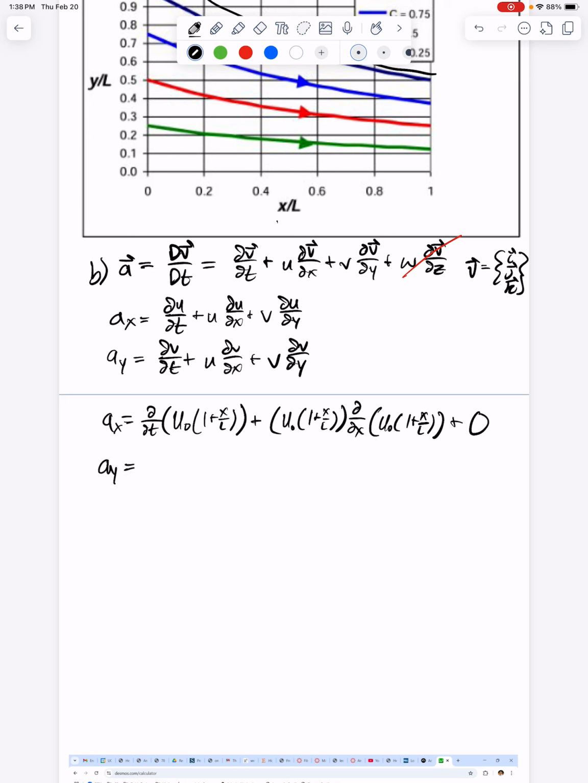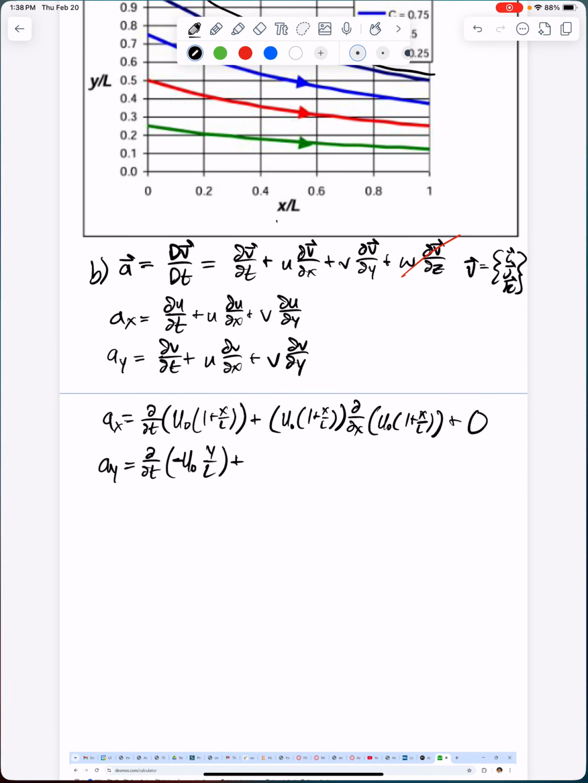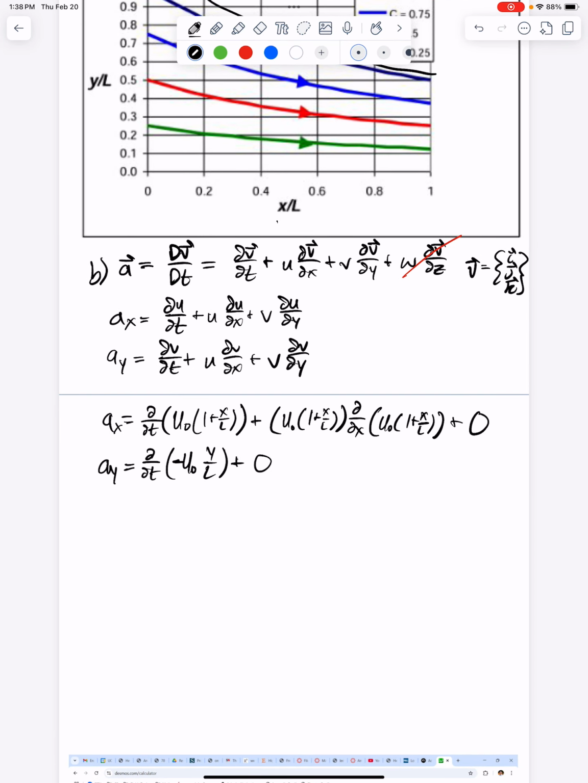Now for ay, we have the time derivative of v. v is negative u naught y over L. Plus the x derivative of v, once again, similarly, v is only in terms of y, so the x derivative will give you 0, plus v, negative u naught y over L, times the y derivative of negative u naught y over L.